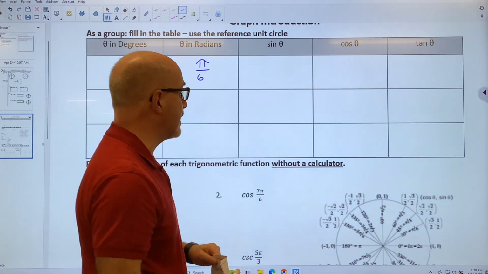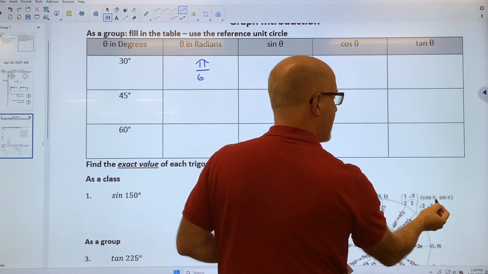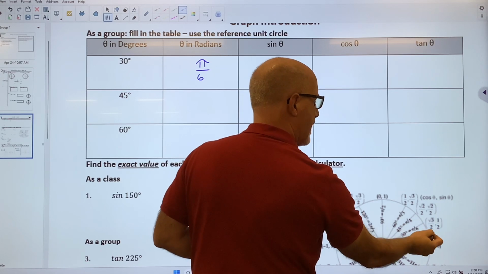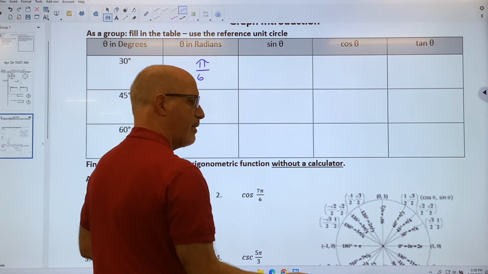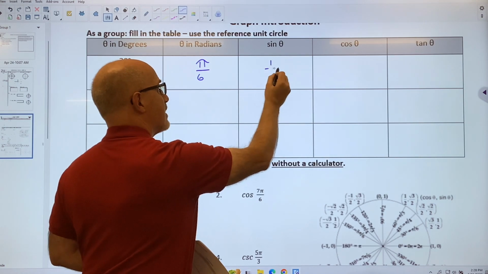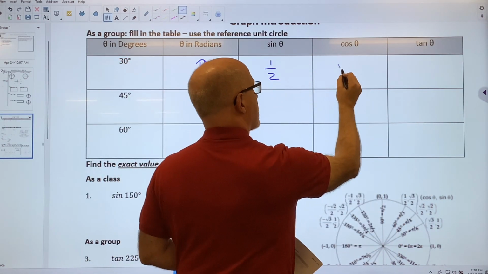Now if we look for sine, notice that cosine is the x and sine is the y in these ordered pairs. So if I look at the sine of this 30 degrees, I'm going to use 1/2. And then cosine is going to be the x value, which is square root of 3 over 2.